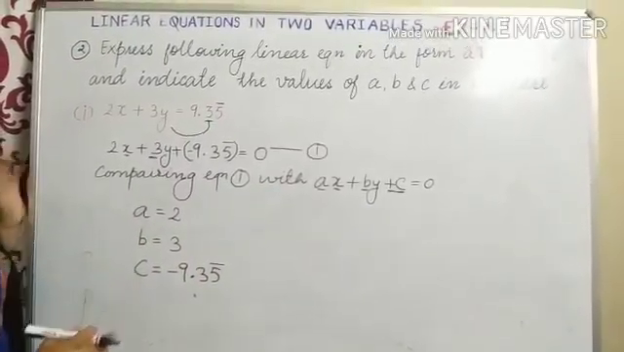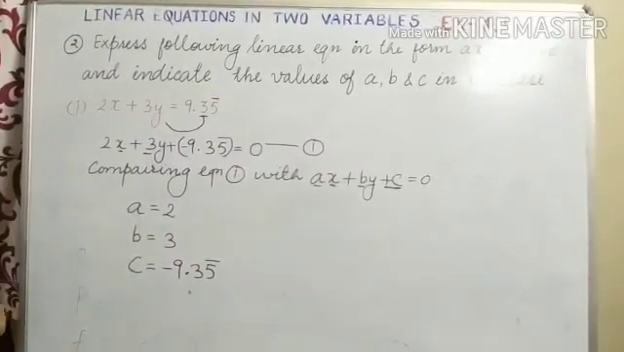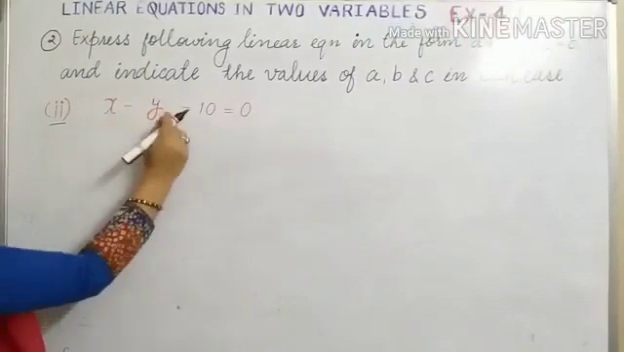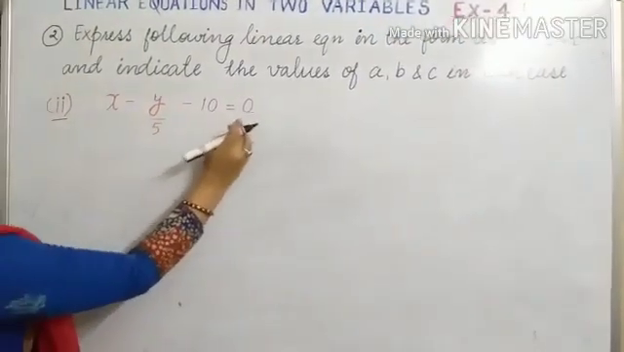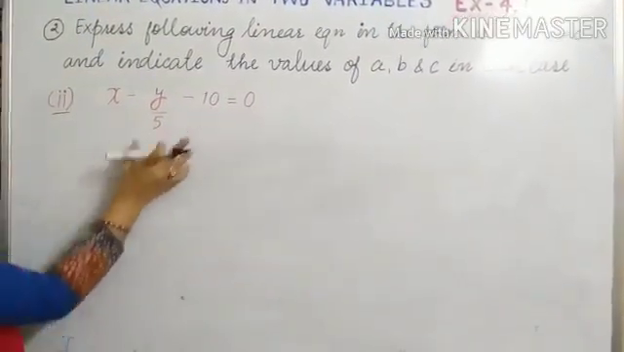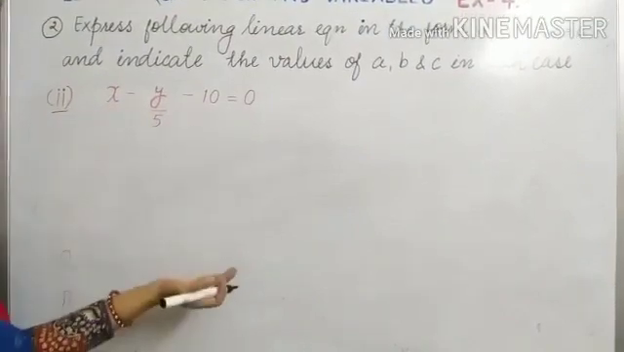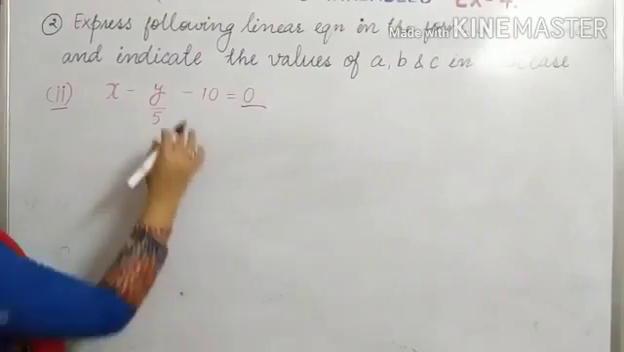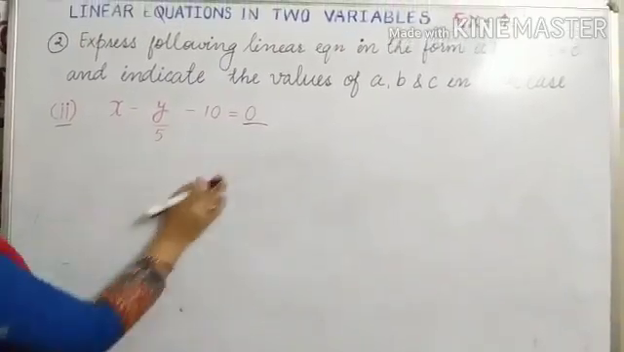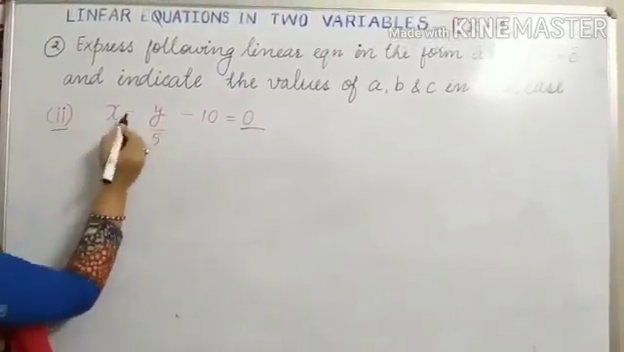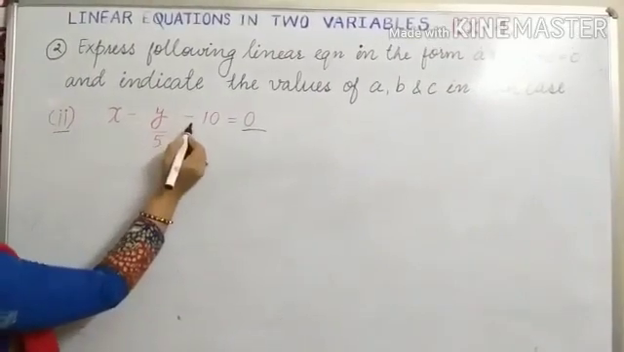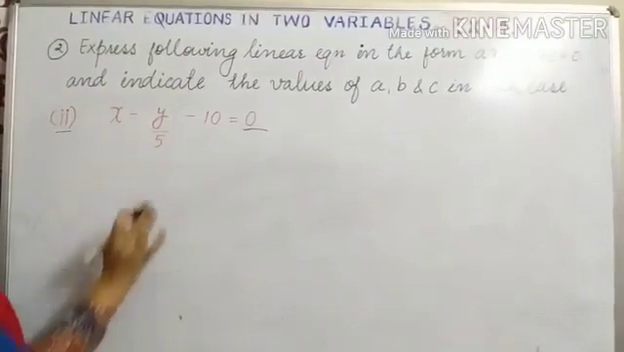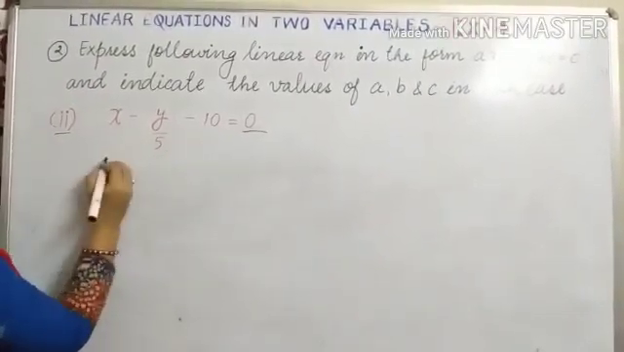Now we will be doing the second part of this question. Second part: x minus y upon 5 minus 10 equal to 0. First, we will make it into the standard form. As you can see here, there is nothing on the right side, which means one step is already done and everything is on the left side. But there is a negative sign in both the coefficient of y and the constant term c also. So we will make it positive.